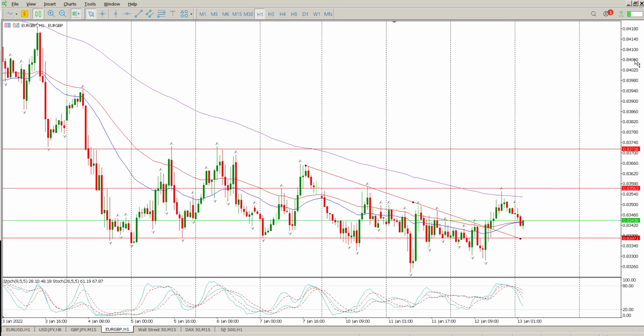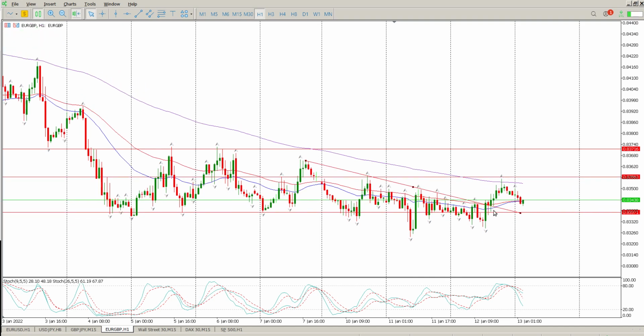So right now this is still sideways. There's no clear break of this level. Remember, this is a big weekly support level, 083371. So it's not just going to break well without some kind of catalyst to drive it. Okay, so I'm sit on hands with this one still until we get a clear break.